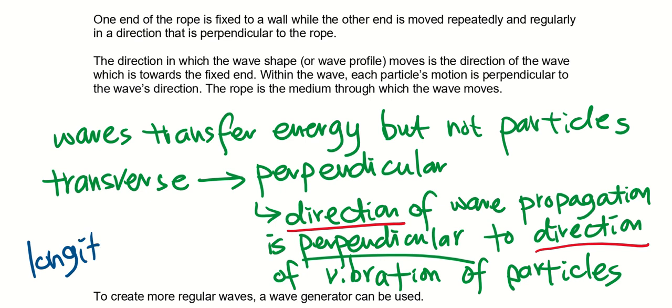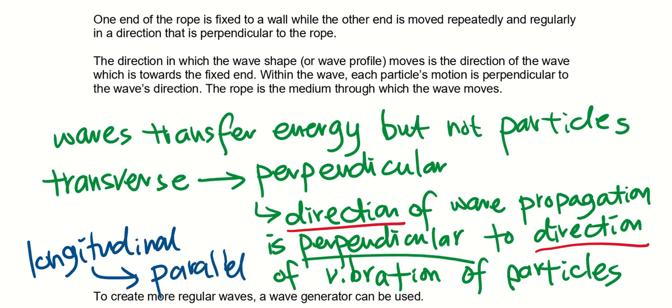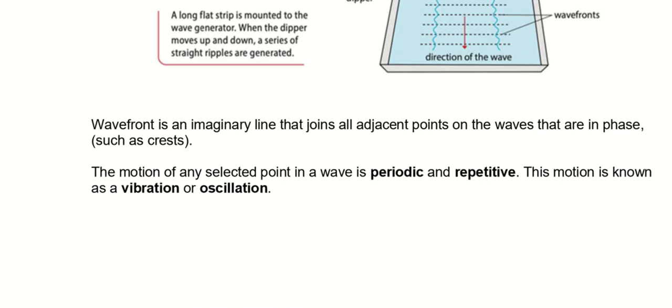If it's a longitudinal wave, you think of the keyword parallel. Then you substitute in: the direction of wave propagation is parallel to the direction of vibration of particles. Simple. Perpendicular, you think of transverse, or transverse think of perpendicular. Longitudinal, you think of the word parallel. Are you able to find this definition?